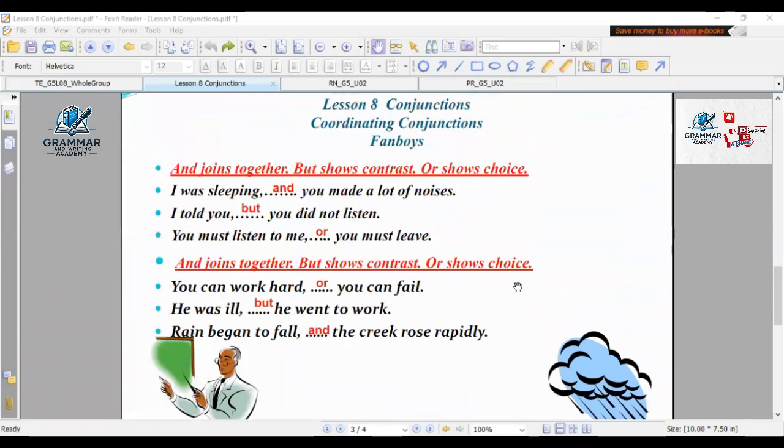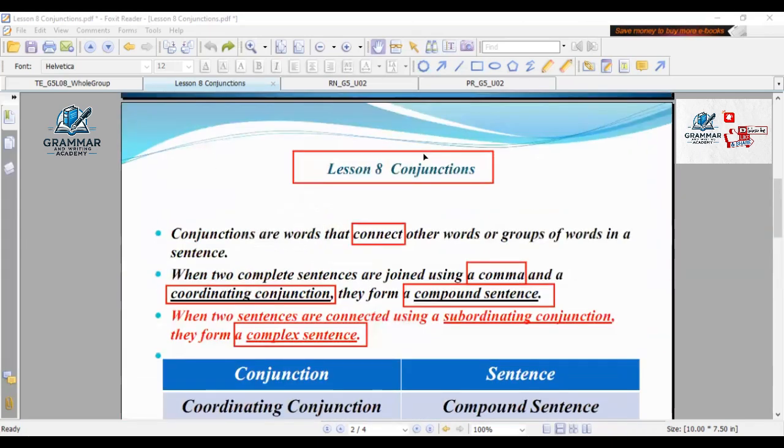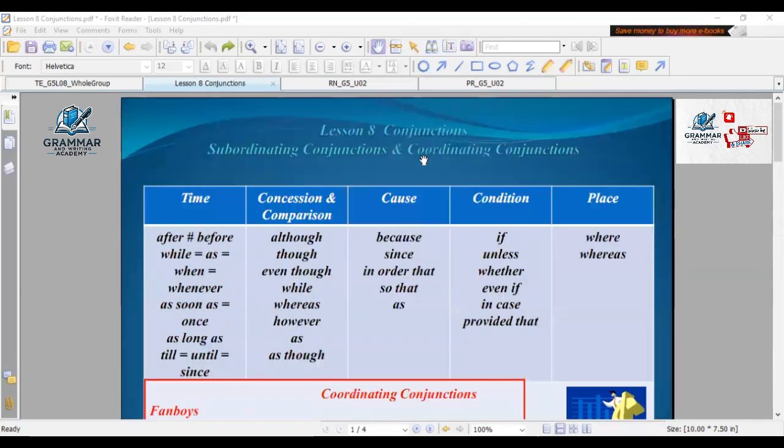We have also answered that last time, and I told you that "and" as a conjunction, you use it in the middle of a sentence to join two sentences together. Both of them have the same idea. But here, you use it to show contrast, or you use it to show choice. This is for the coordinating conjunction that forms a compound sentence. Right now, I move to the subordinating conjunction.